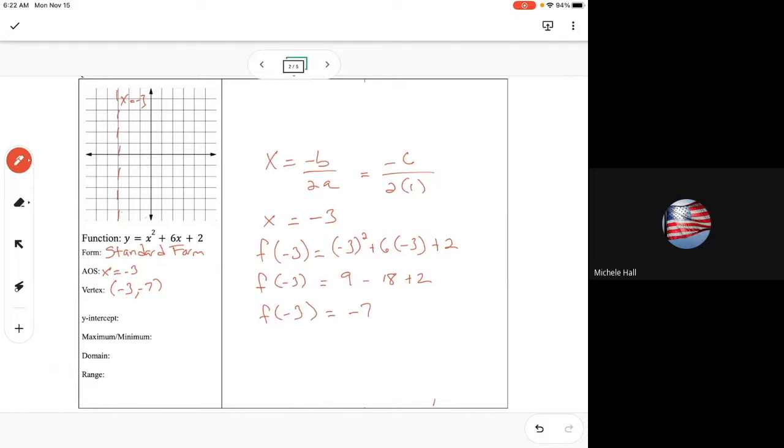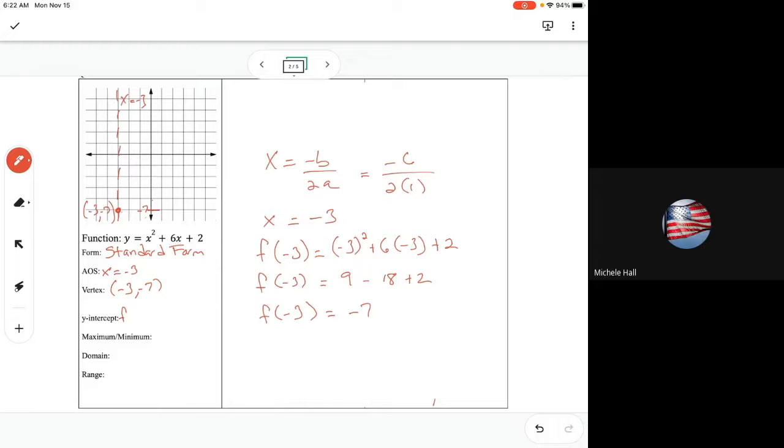Because negative 7 is not on my graph, I am going to label it on the y-axis at negative 7. And then I plot my vertex, and I label the vertex as a coordinate, an x-y coordinate. When x is negative 3, we found that y was negative 7.